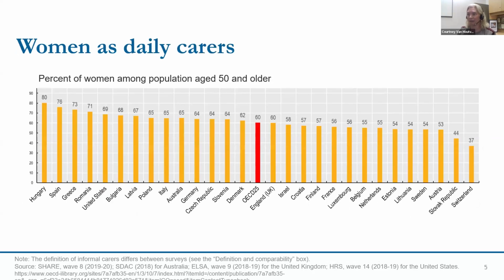Additionally, not only is informal care filling a critical gap, the burden is predominantly impacting women. Again, across these 25 OECD countries, almost two-thirds of family caregivers are women. And this also varies across the OECD countries. 80% of caregivers are women in Hungary compared to just under 40% in Switzerland.